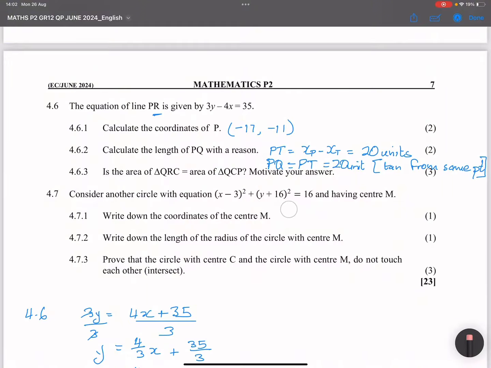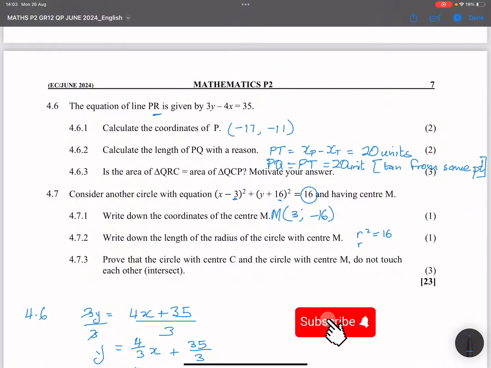Right, so which means the coordinates of the center, remember, this would be the x value of the center, this would be 3, and the y value of the center is negative 16. Right, so this would be M. Okay, now they say to us, write down the length of the radius of the circle with center M. Now note, r squared is equal to 16, and so that means that r is equal to the square root of 16, which is 4. So the radius would be 4 units.